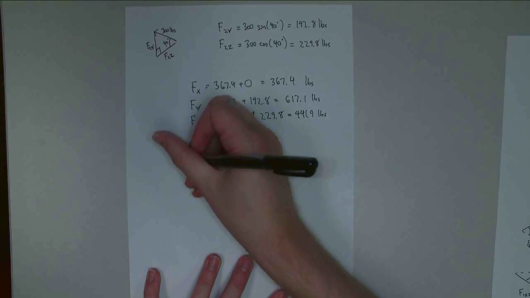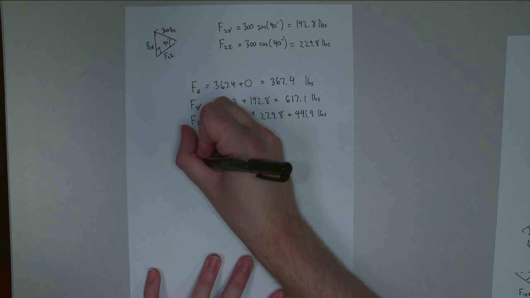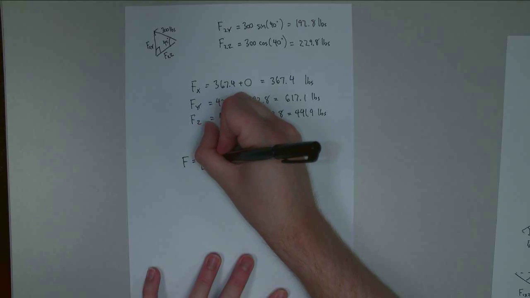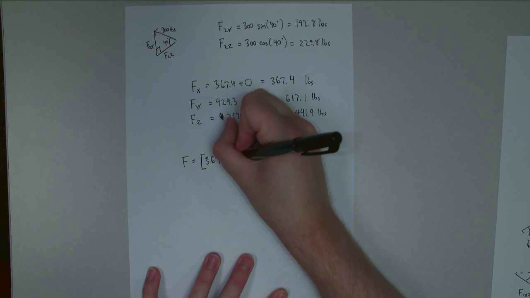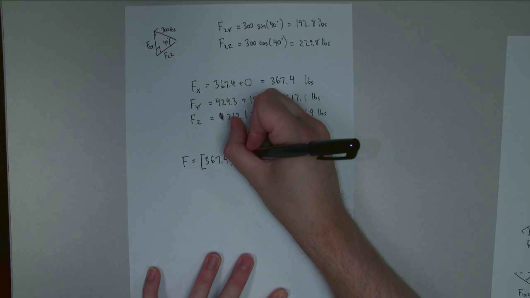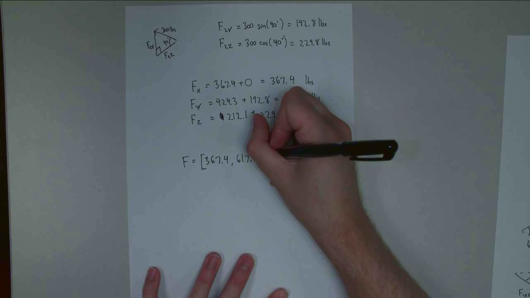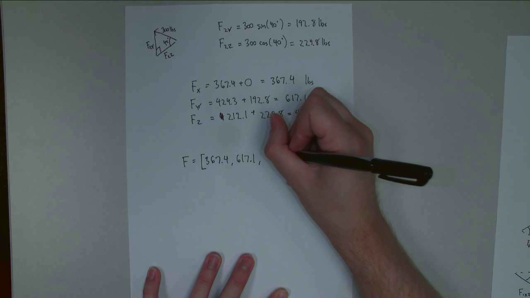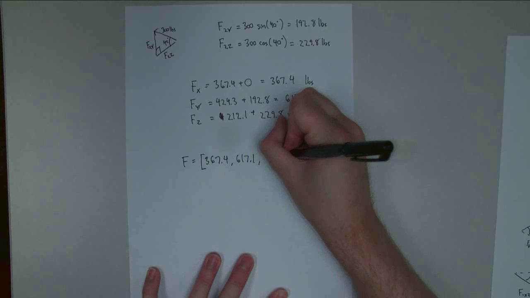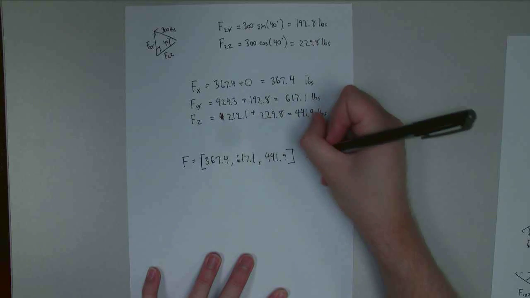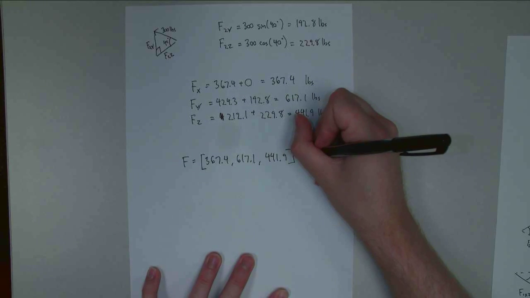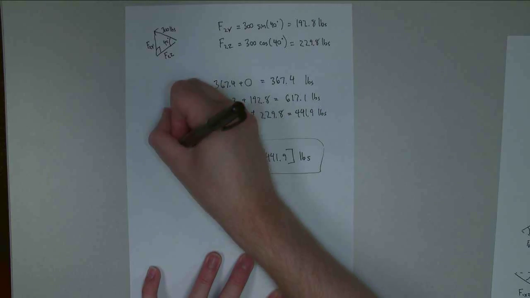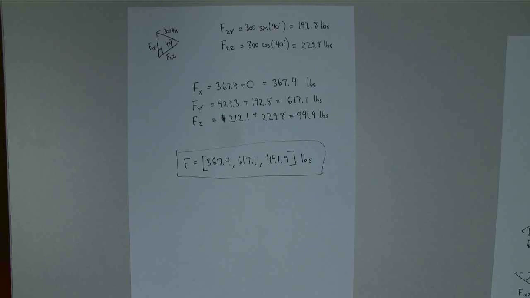If I want to write that out as a total or net force, it is going to be 367.4, 617.1, sorry, and 441.9, for the X, Y, and Z components, in the units, I need to label as pounds. So this is the sum of those two force vectors that I had in my original diagram here.